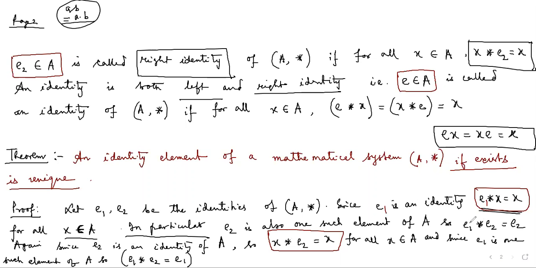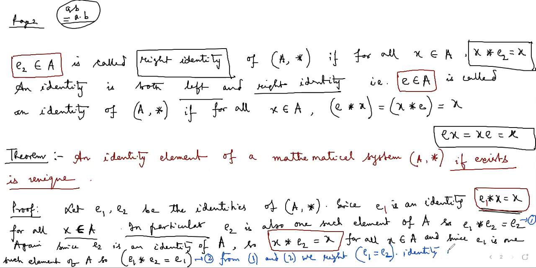Okay, just look at this. What have we got? E1 star E2 equal to E2, and here I have got E1 star E2 equal to E1. So you can call this number 1, and you can call this number 2. And from 1 and 2, we write E1 is equal to E2. That is, the identity is unique.